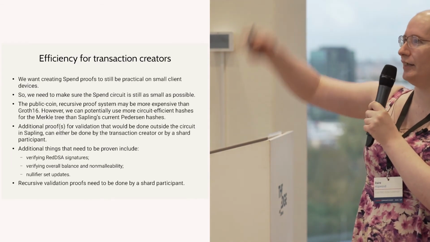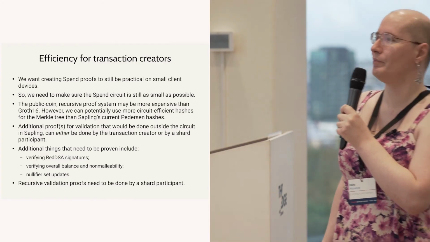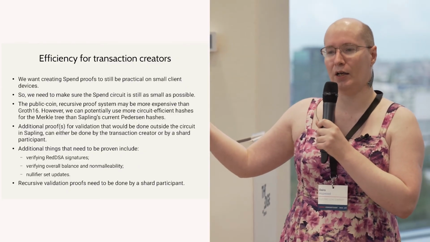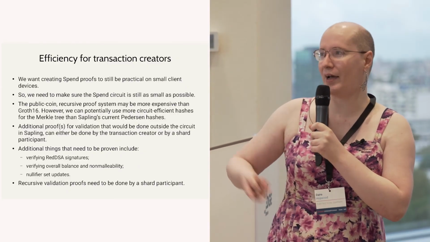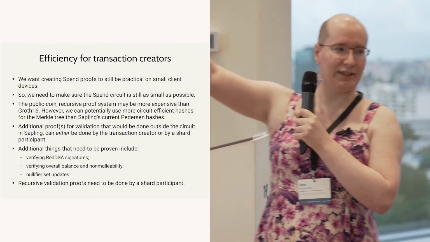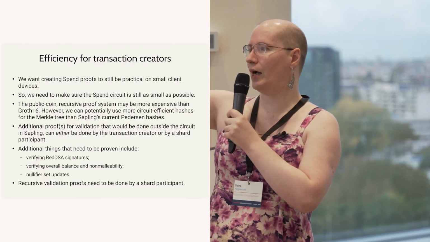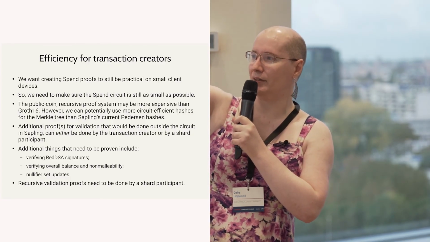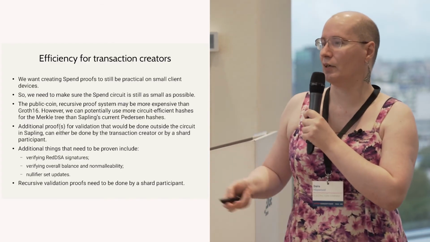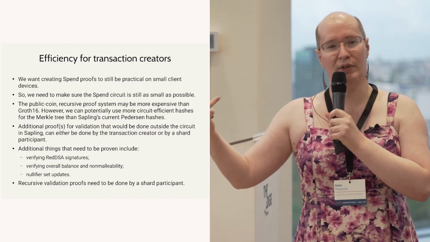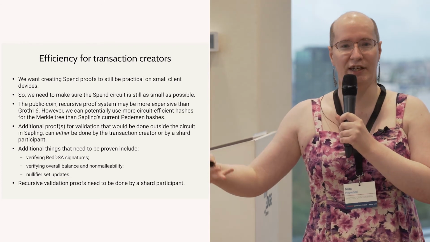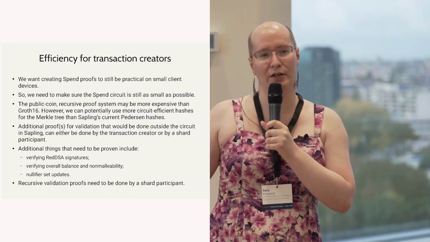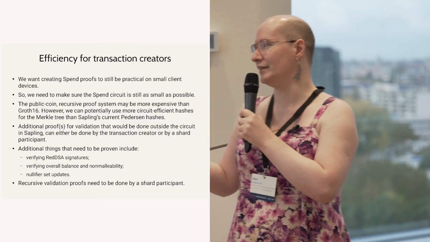These are the additional things that we need to be able to prove now within the statements that we previously were verifying outside the statement. So things like the RedDSA signatures that I was talking about, and the overall balance, non-malleability, and importantly the nullifier set updates, which are concretely quite difficult to do because they're Merkle tree non-membership proofs. A membership proof is relatively easy, a non-membership proof is much more complicated.